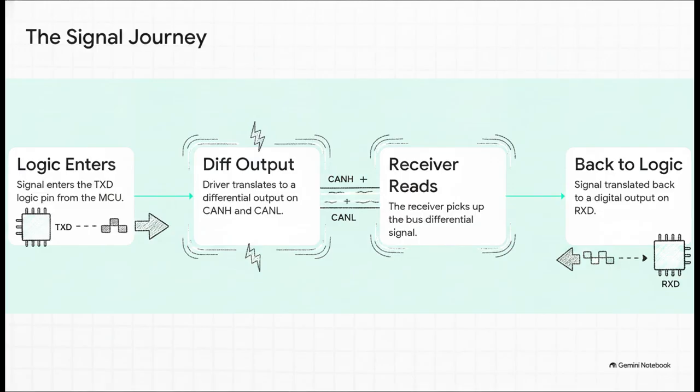When your microcontroller wants to talk, the logic signal enters the TXD pin. The chip's internal driver instantly translates that logic into a differential voltage, basically blasting it out onto the CAN H and CAN L bus wires. Conversely, when a message comes down the bus from somewhere else, the chip's internal receiver reads that differential signal, cleanly translates it back into a digital logic format, and feeds it safely right back to the microcontroller through the RXD pin. It's just this elegant, continuous loop of translation.